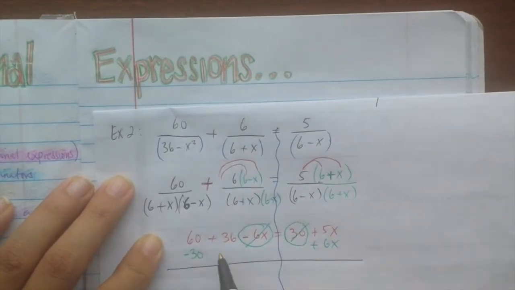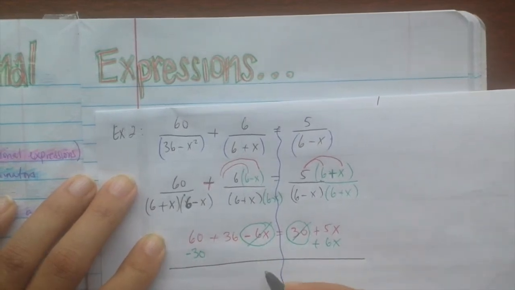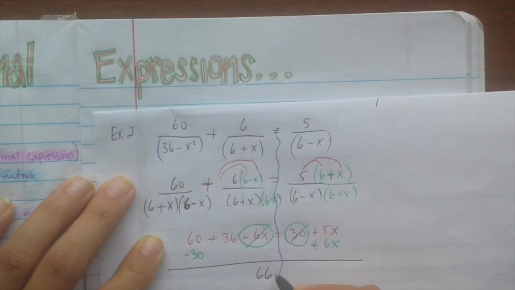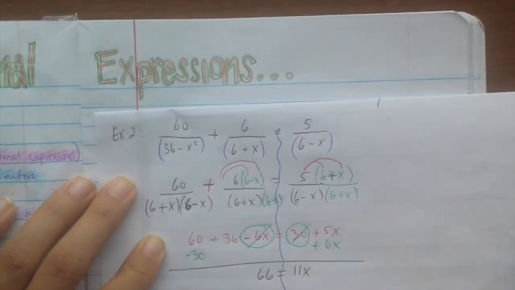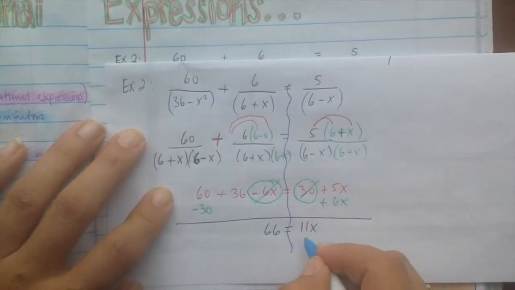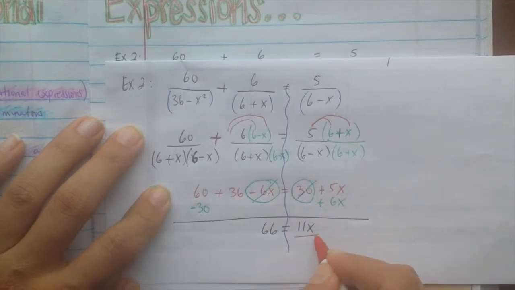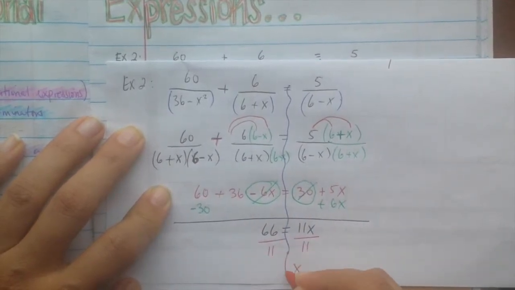Alright, so let's combine. 60 minus 30 is 30, plus the 36 that's already there, that's 66. And then 5 plus 6 is 11. What do I do now? That's right. Divide both sides by 11. So we're going to get x is equal to 6.